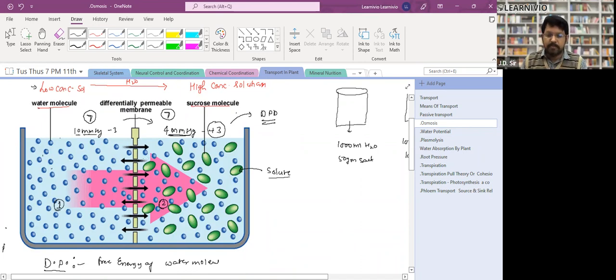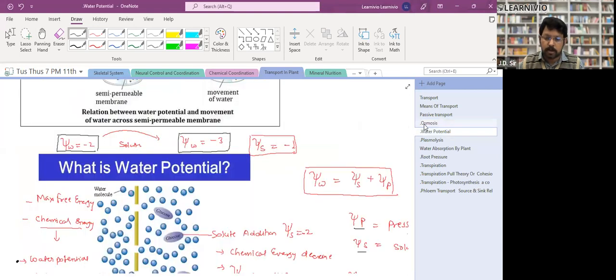We are representing the same thing in terms of physics, in terms of free energy. Now, are you getting my point? So there is nothing different between osmosis and water potential.